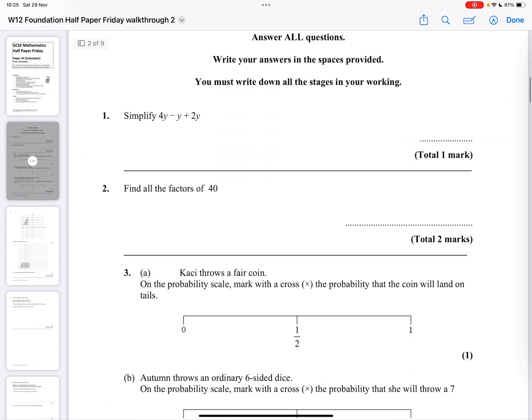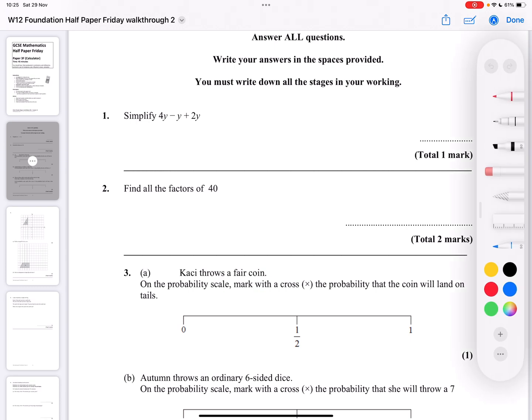So question 1, 4y minus y, add 2y. We follow the order of operations, and that teaches us that we need to subtract before we add if the subtraction is before the addition. So we've got 4y minus y is 3y, add 2y gives me 5y.